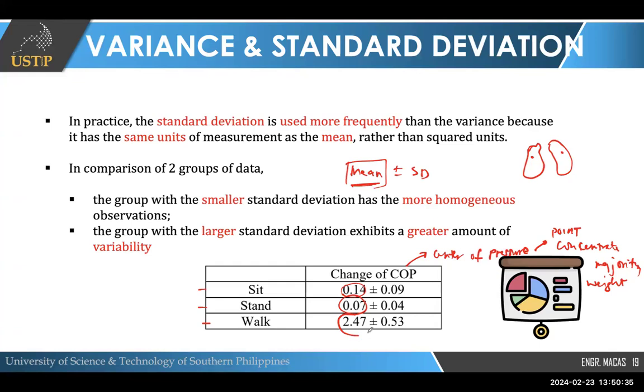But when you're walking, the data I got there is 2.47, meaning there is a big change in the center of pressure. Of course, when you walk, the point of your COP changes, especially when you lift the heel part of your foot. And then the trajectory of your COP will be like this. The point where the majority of your weight is concentrated keeps changing.